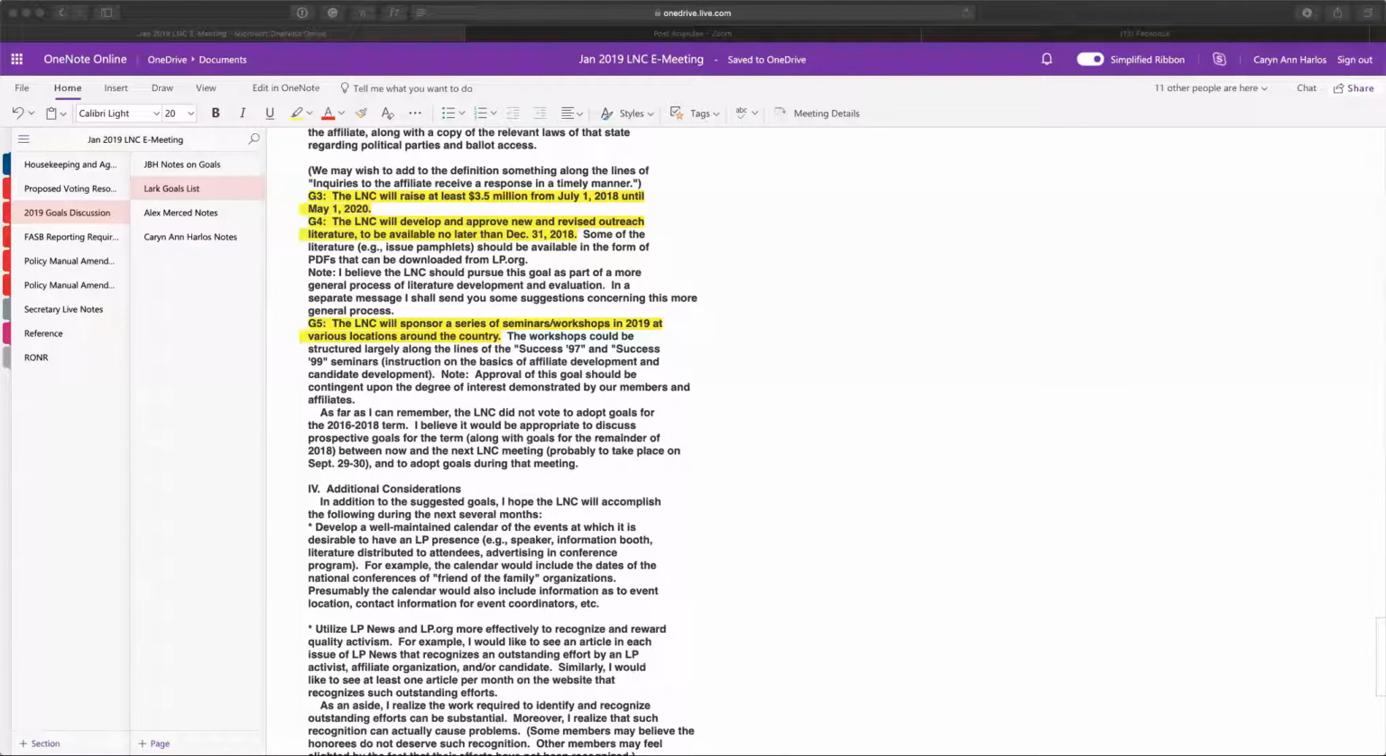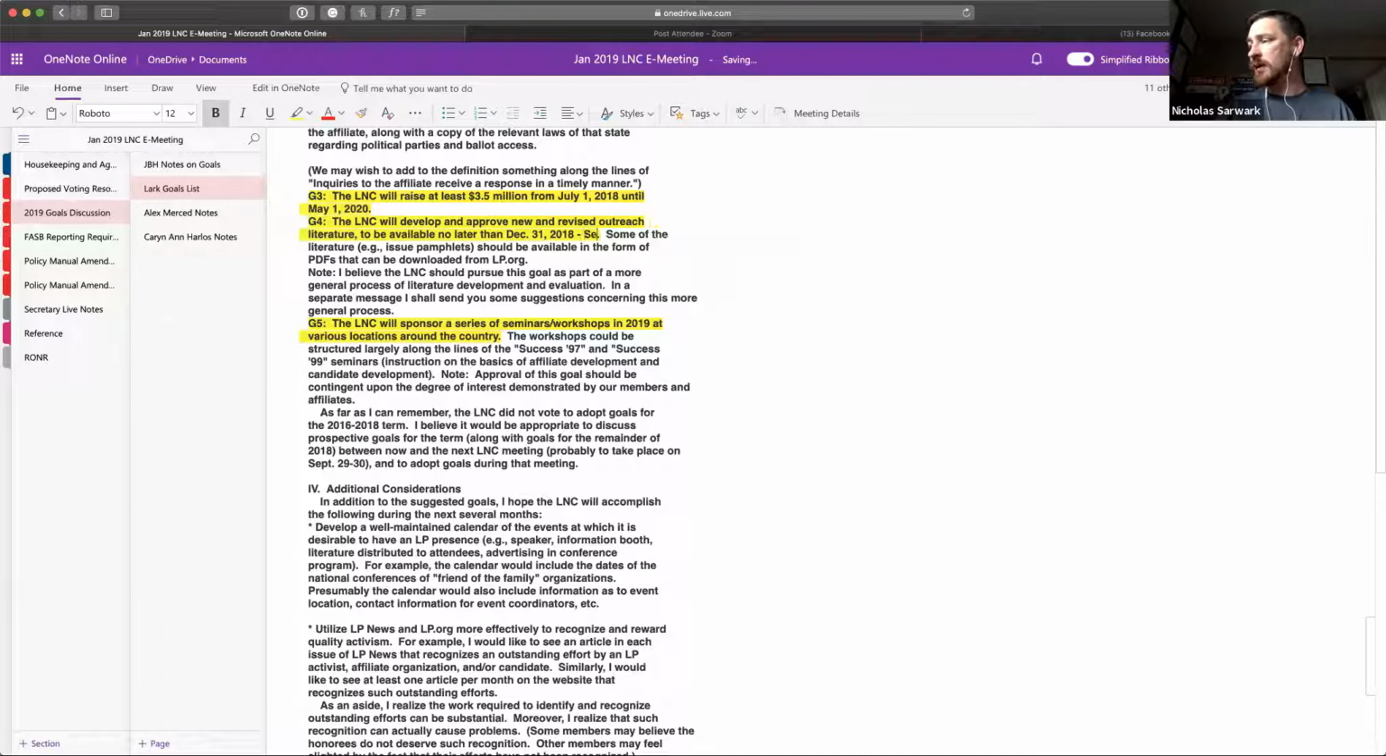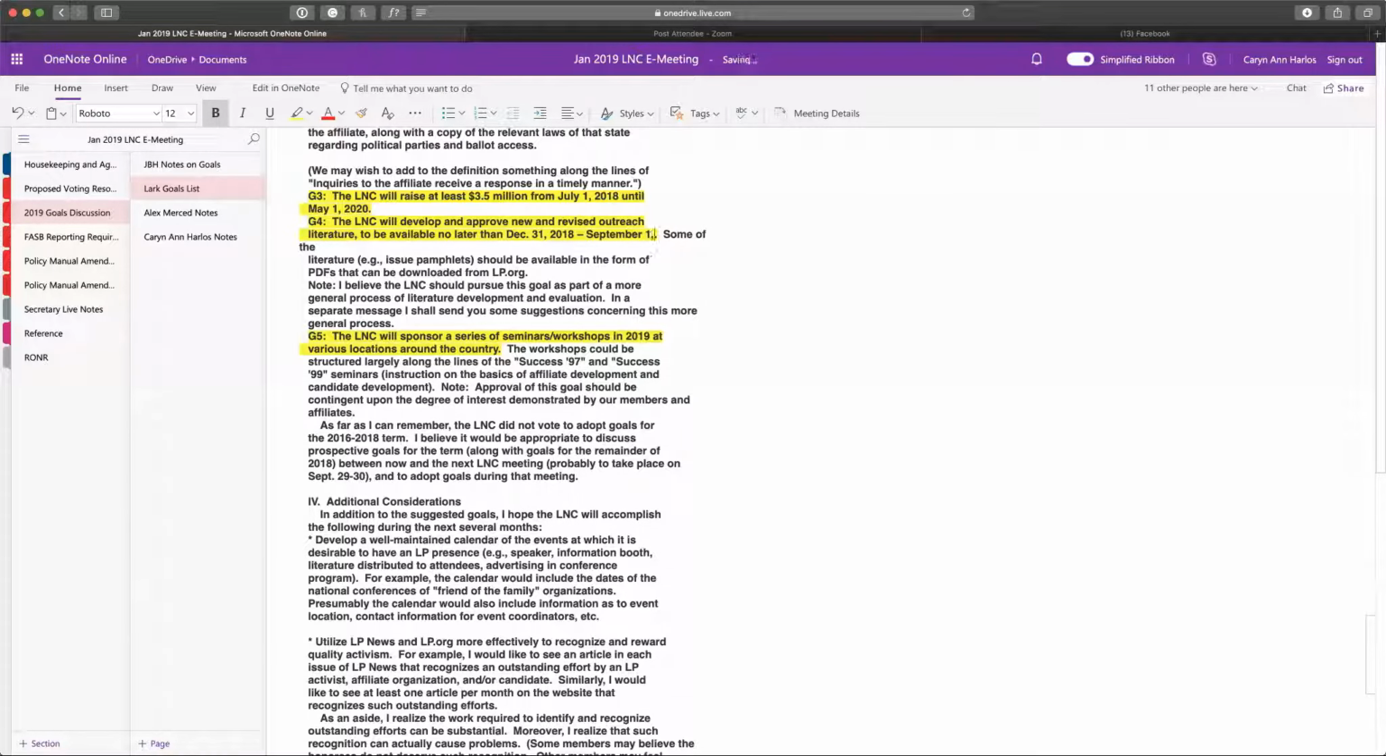I move to amend Dr. Lark's motion in, excuse me, I believe it's goal 4, to change the date when we need to revise literature to the 1st of September 2019. Is there a second for that motion to amend? This is Elizabeth. I'll second. All right, it's been seconded.